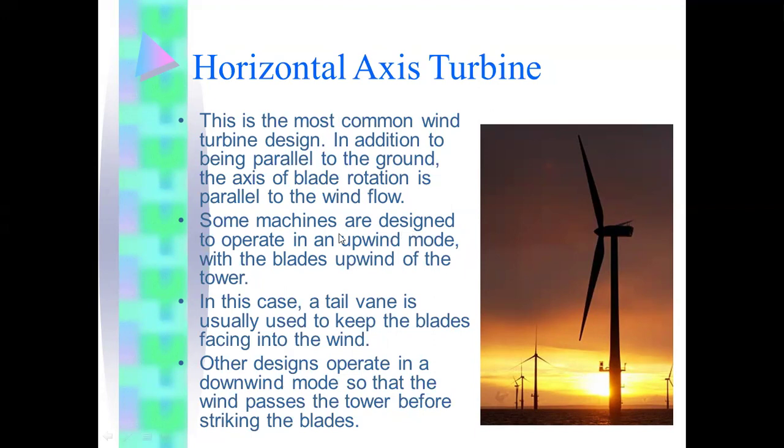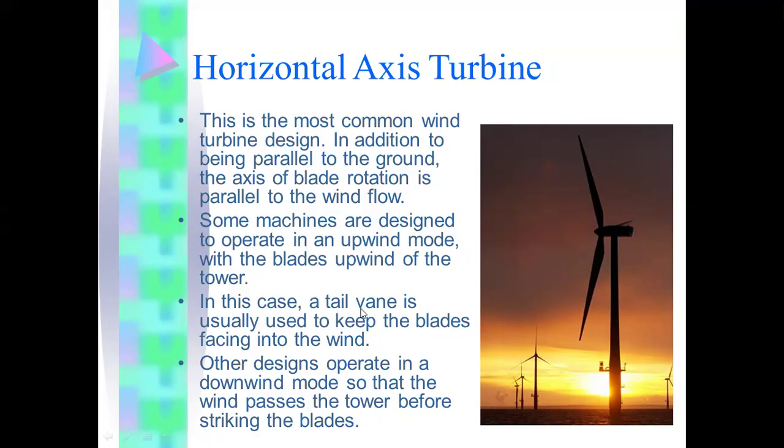Some machines are designed to operate in an upwind mode with the blades upwind of the tower. If air is flowing from left to right, in this way, the air will strike the blades first, then it will move to the tower. Therefore, we can say that it is upwind.